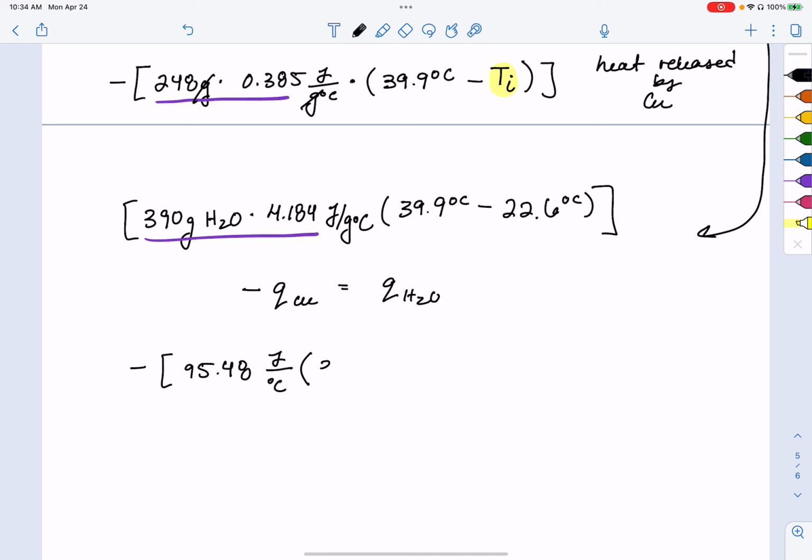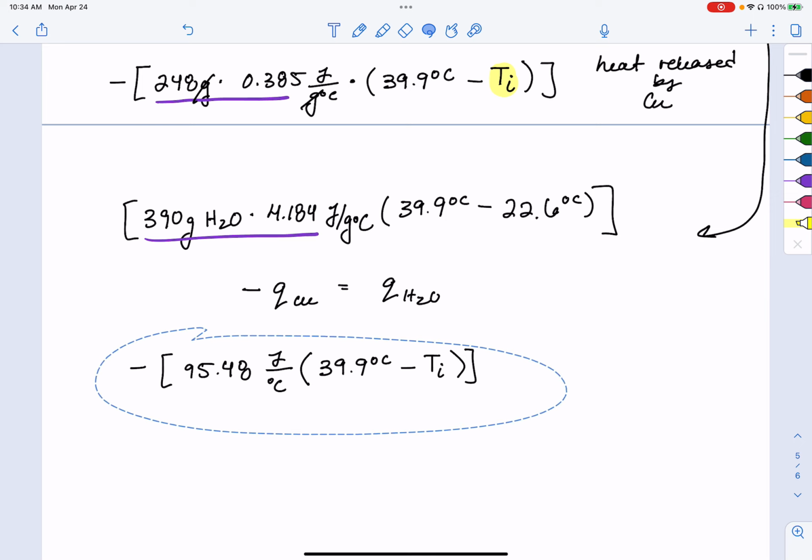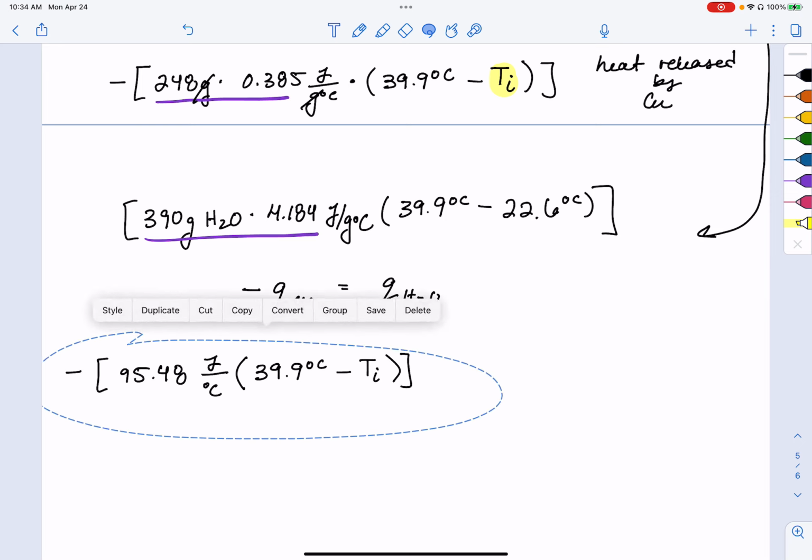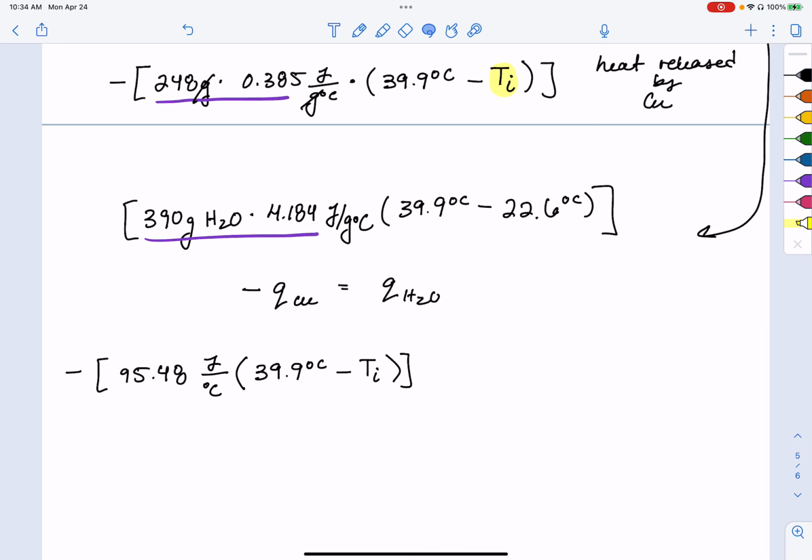And this is times my 39.9 degrees C minus my initial temperature of copper. So this is my heat released by my copper. That is going to be equal to the heat absorbed by my water. So let's figure out the product of these two terms. So our 390 grams of water times our 4.184 joules per gram degree Celsius.